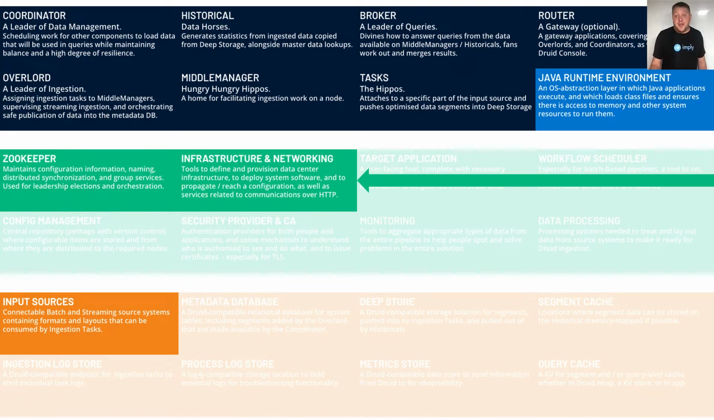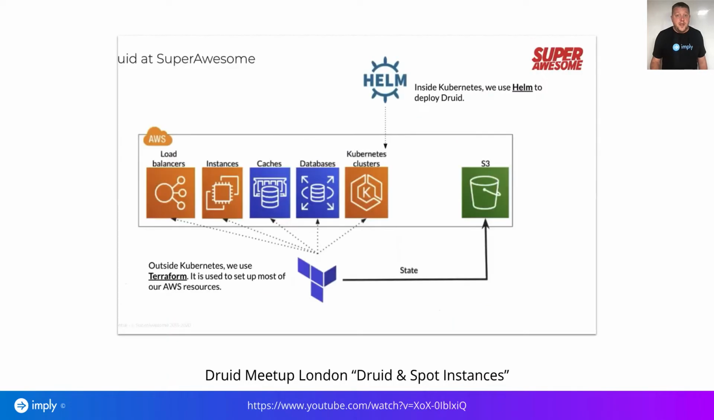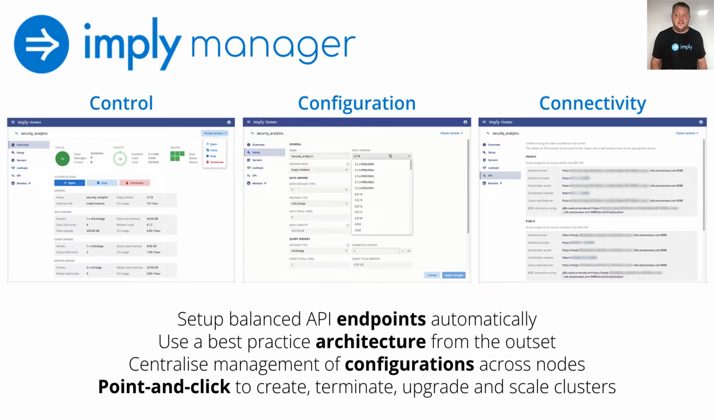Maybe you need a web application proxy. Maybe you need load balancers. You might choose to use something like Ansible or Puppet or Chef. You could use Terraform. This is a great talk from Athena Health from Virtual Druid Summit 1. And there's also a meetup talk from Saidul Bashir, who is one of the Imply team, and Nicolas Tressignet, who, when they were at Super Awesome, gave this really good talk on using Terraform, Kubernetes, and Helm to deploy to AWS Spot instances.